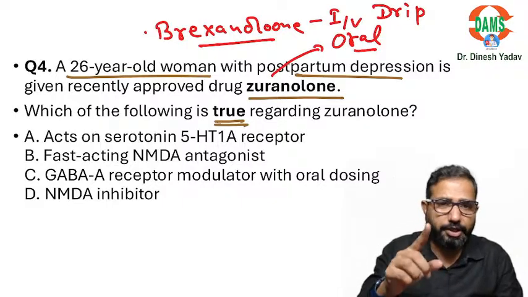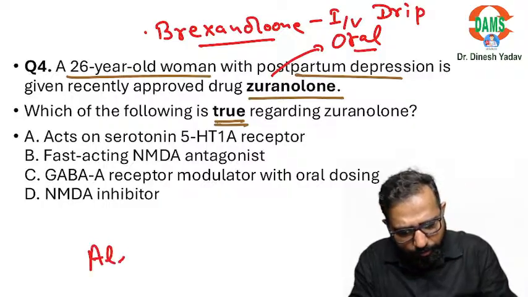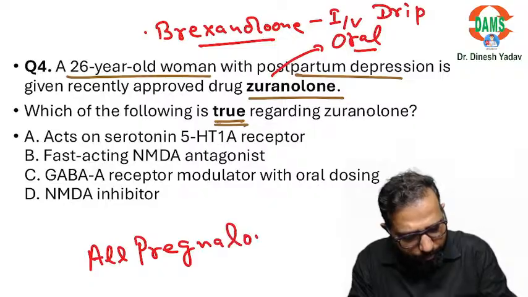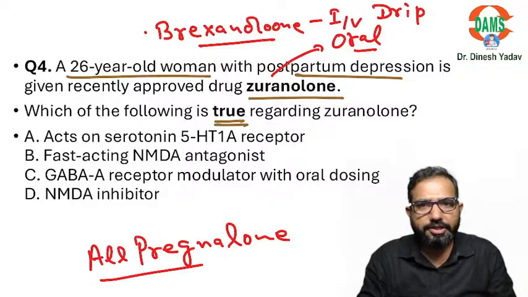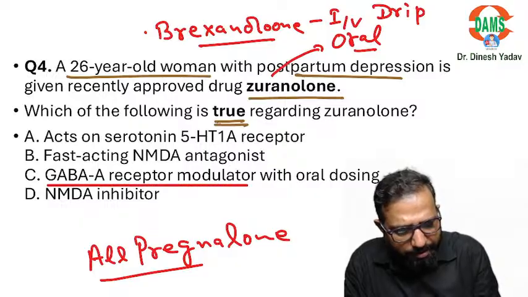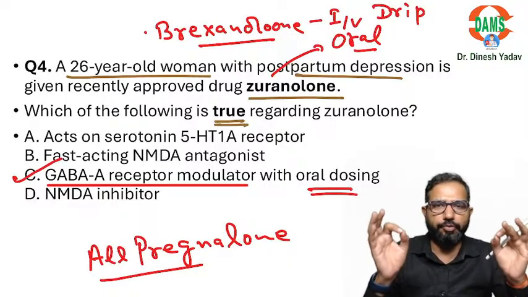Both these drugs act on one of the neurosteroids, that is allopregnanolone. So these drugs are basically targeting the GABA receptor. These are the drugs which target the GABA receptor, and it is the oral drug. So option C is absolutely correct.